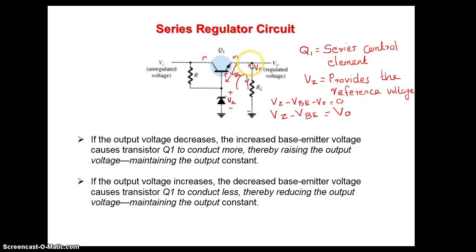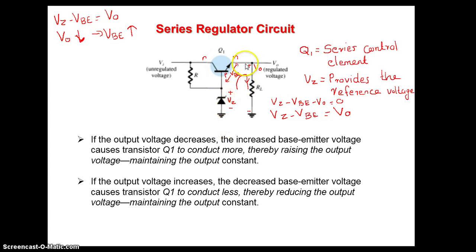Now see here, it is a regulator circuit. So if by any chance your output voltage is decreased, VZ is a fixed reference, it will not change. So if this is decreased, what will change? VBE will change. This value is decreased, so VBE should increase. It is minus VBE. So just understand this equation here. I'll rewrite it for your understanding: VZ minus VBE should be equal to Vout. Now if your output voltage decreased, it means that the VBE value should increase.